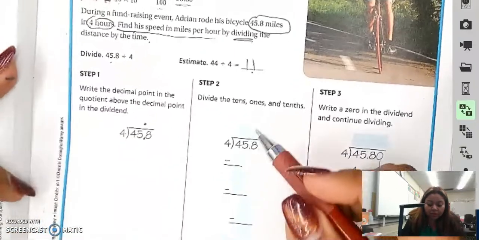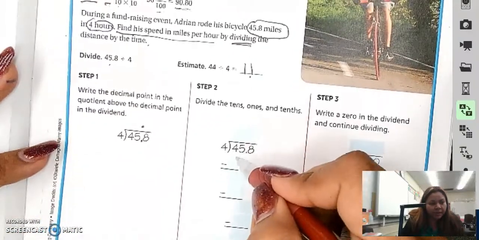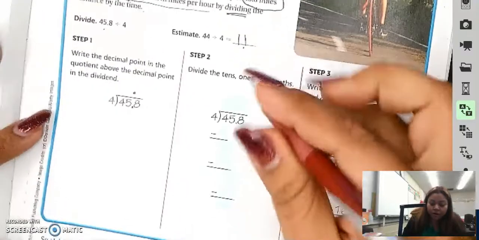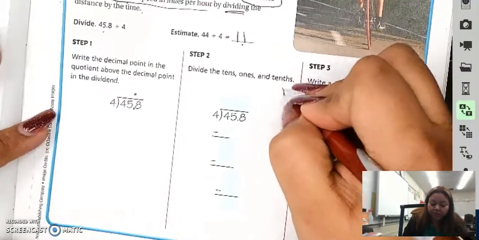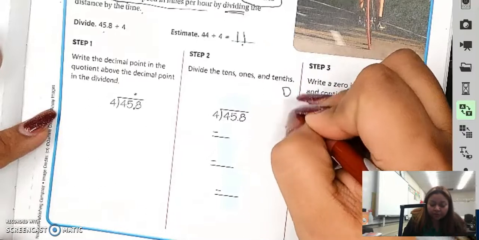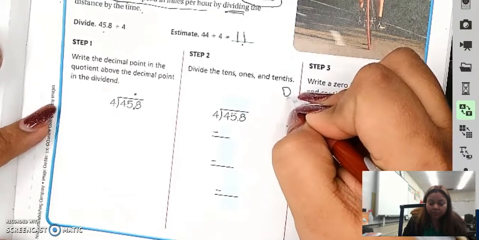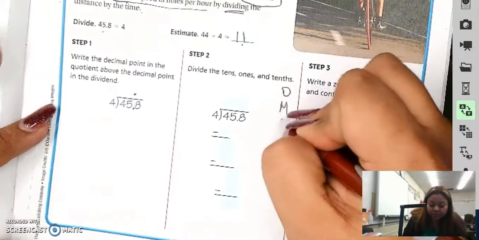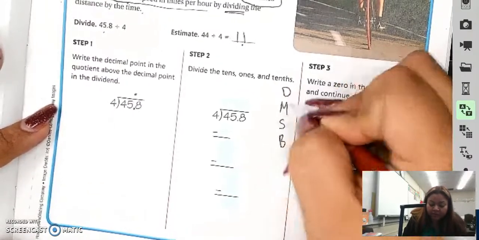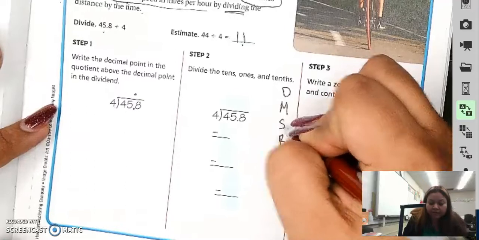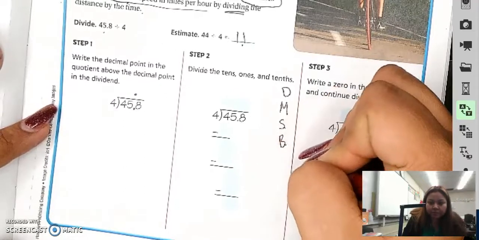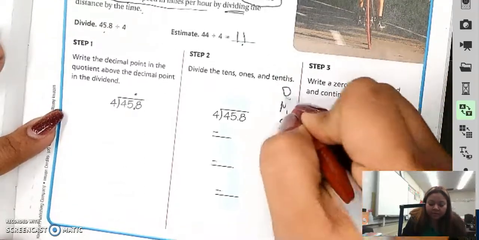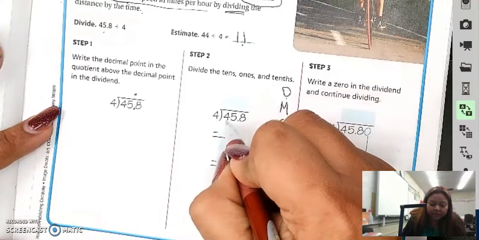The next step is to divide the tens, the ones, and the tenths. So we're going to go ahead and start, and we're going to follow our rules. If you remember, does McDonald's sell burgers? I'm going to write them here on the side so I can remember: D for divide, M for multiply, S for subtract, B for bring down. Those are my steps.